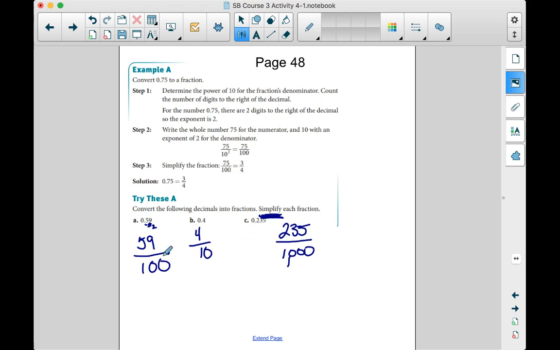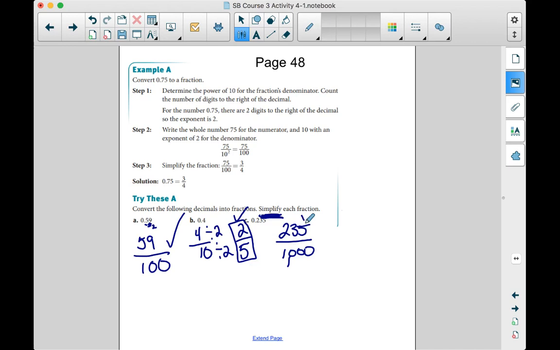59 and 100 don't have any common factors, so I leave them just how they are. 4 and 10 are both even, so I can divide out 2 from both of them. Whatever I do to the numerator, I have to do to the denominator. 4 divided by 2 is 2, and 10 divided by 2 is 5. Once I have this new fraction, they don't have any common factors, meaning I can't divide out the same thing. So once I have that simplified fraction, it's good.